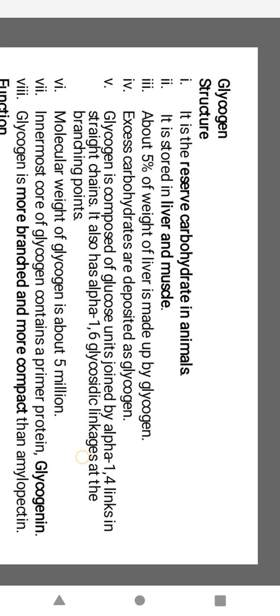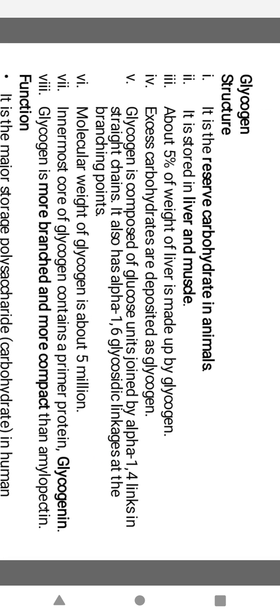Next, we see about glycogen. Glycogen is called animal starch because it is only present in animals, that is, synthesized inside animals. It is the reserve carbohydrate in animals. It is stored in liver and muscle only. About 5% of the weight of the liver is made up of glycogen. Excess carbohydrates are deposited as glycogen.